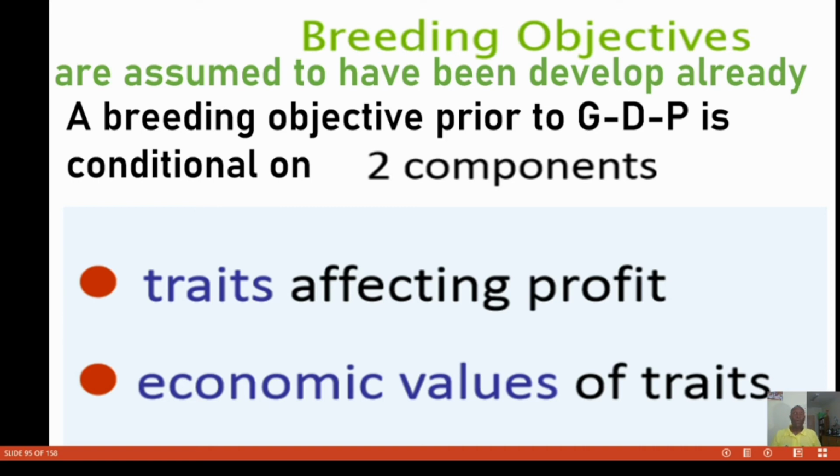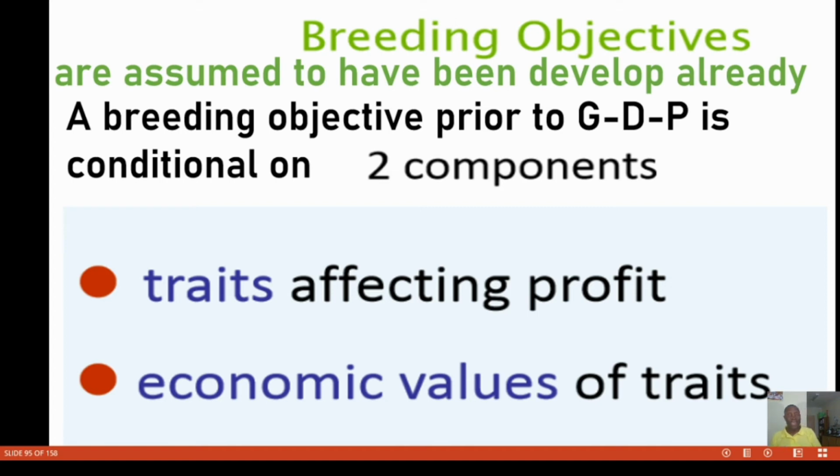So the breeding objective is conditional on two components. Because now at this point of the breeding objectives, a breeder is thinking about the final producer, who is the user of the future variety being developed.